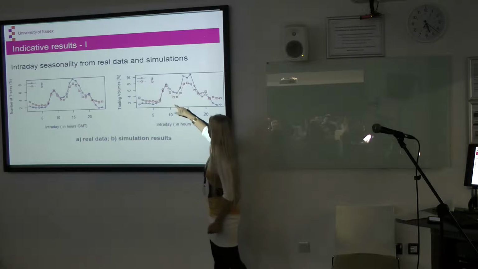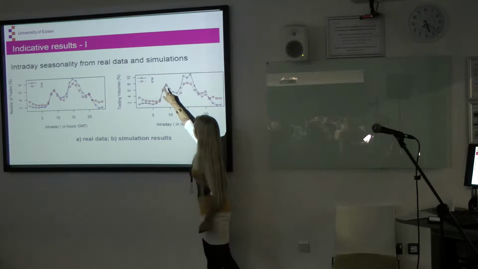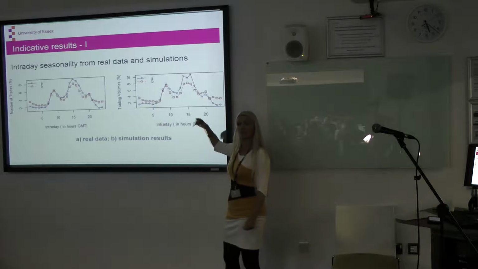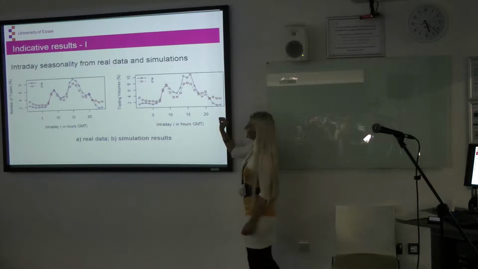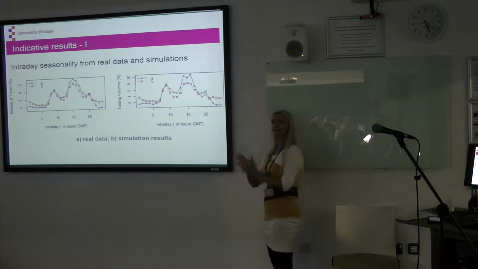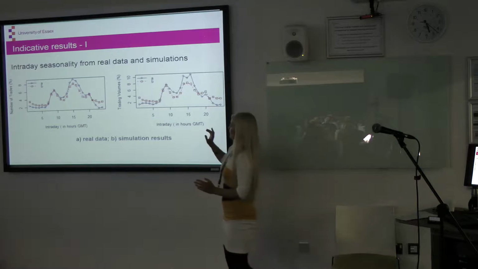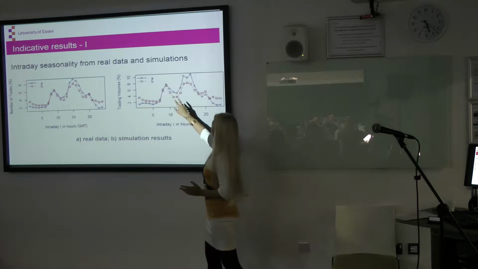And what you see here are two lines. The blue line indicates the data as the real data, and these are the seasonality patterns that we see during the day. This is a well-known pattern, and you see two peaks.